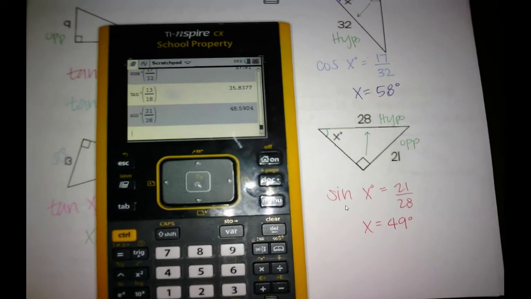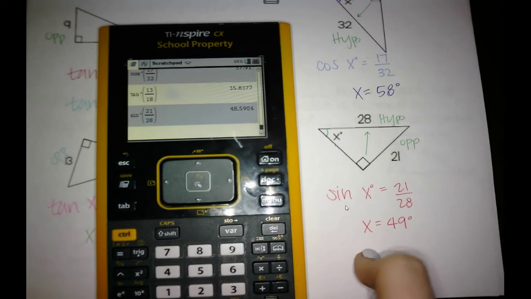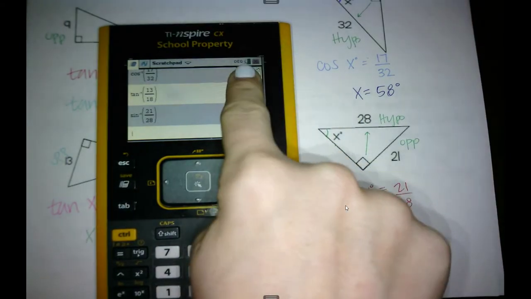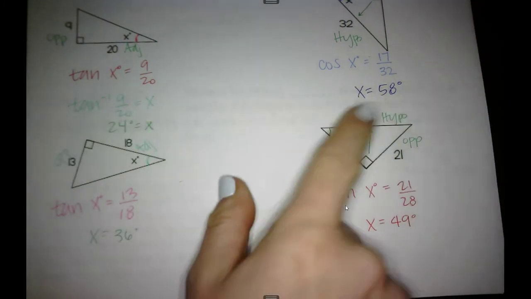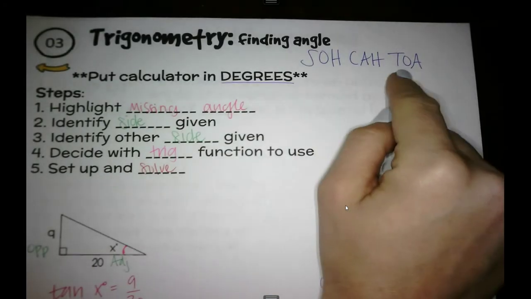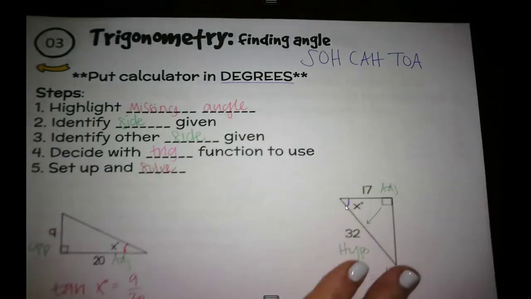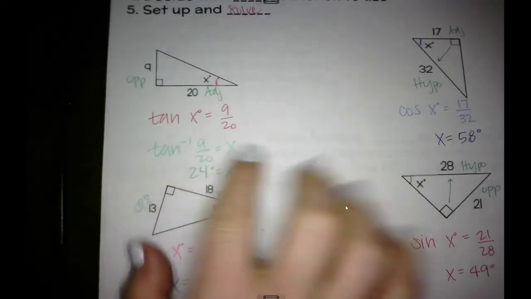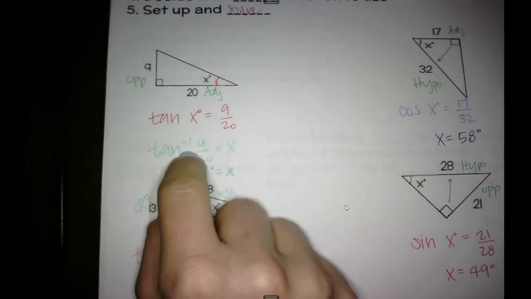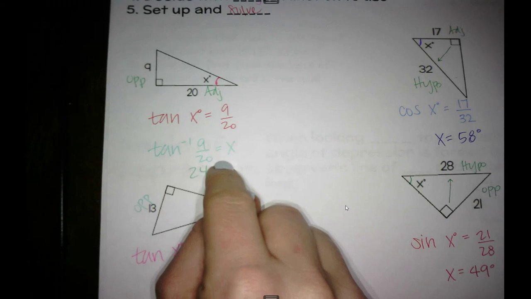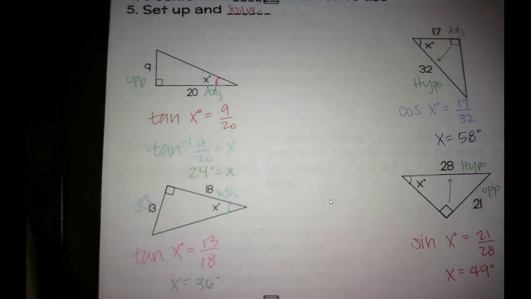Make sure to put your answers in degrees. Make sure your calculator is in degrees. Label your angle, label your sides. Choose the right function. This time you're using the inverse of the function in order to find the degrees. Let me know if you have any questions.